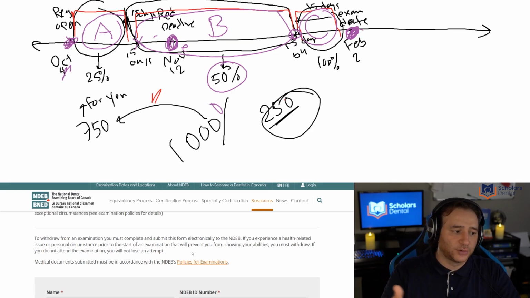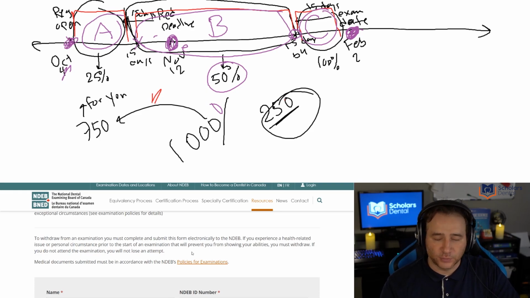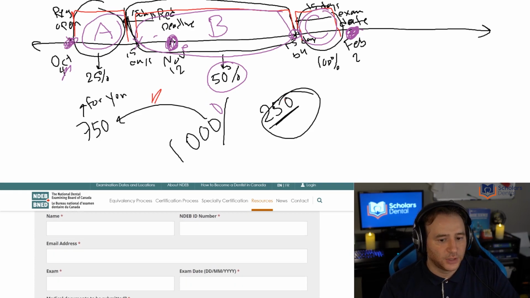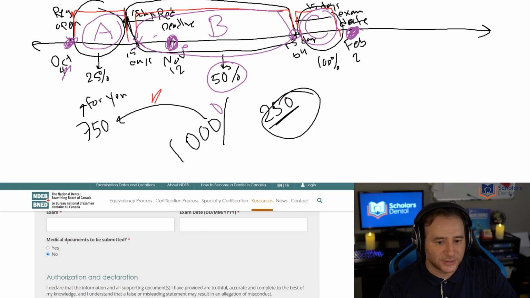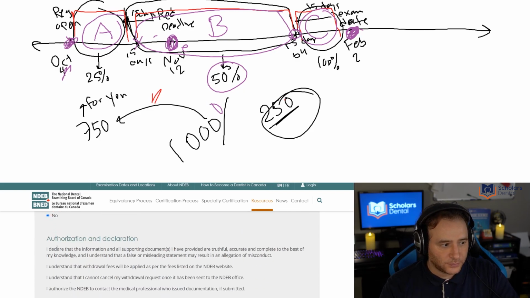And if you have any medical circumstance, then you have to fill out this form and provide some evidence. Okay, so you can see here, you put your name and all this stuff and provide medical. You go to yes, and maybe you upload that. Okay, just some disclaimer here. Now, here's an interesting thing I found. I understand that withdrawal fees will be applied. Okay, yes, not this one, this one.